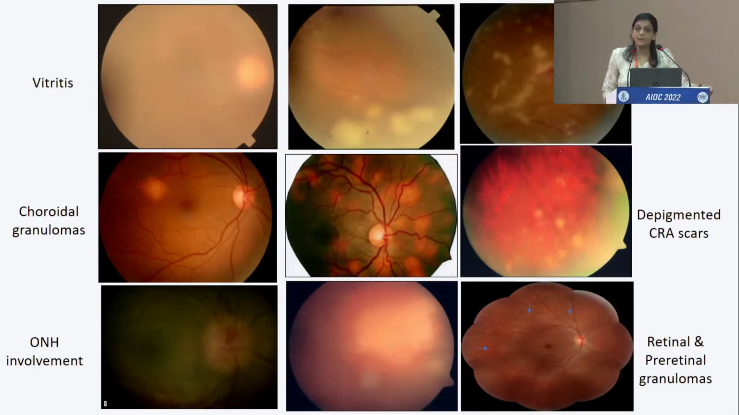And posteriorly, they can present as vitritis, they can present as retinal vasculitis. This is typically what we call the candle wax dripping. Choroidal granulomas, which can be unifocal or multifocal, and depigmented chorioretinal scars, which resemble Dalen-Fuchs nodules-like appearance. Optic nerve and head involvement in the form of disc edema or granuloma. And you can also see pre-retinal and retinal granulomas, as in this case.